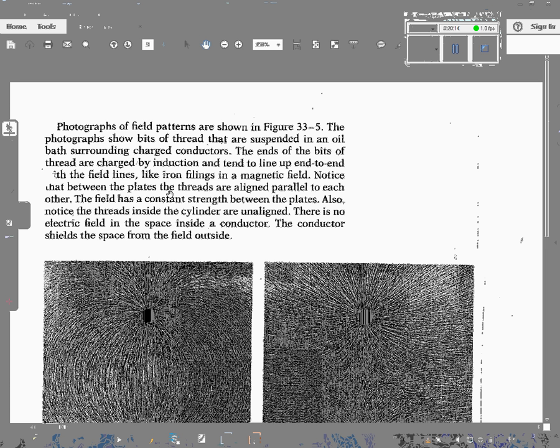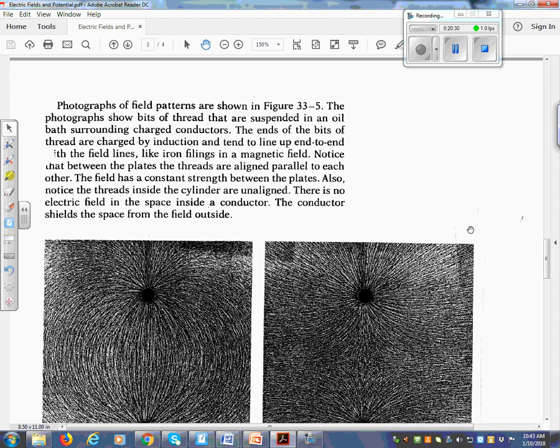Okay? Notice that between the plates, the threads are aligned parallel to each other. The field has a constant strength between the plates. Also notice the threads inside the cylinder are unaligned. There is no electric field in the space inside a conductor. The conductor shields the space from the field outside. So let's look at these pictures here.